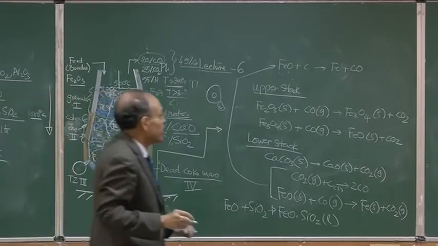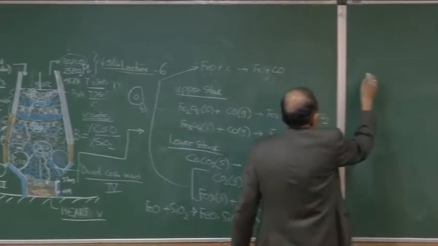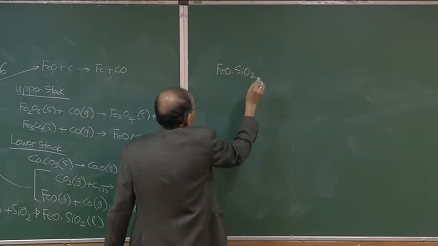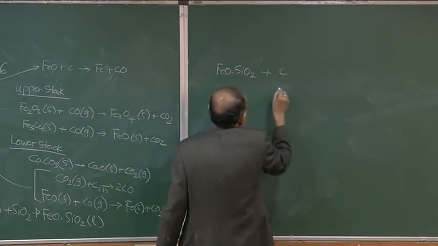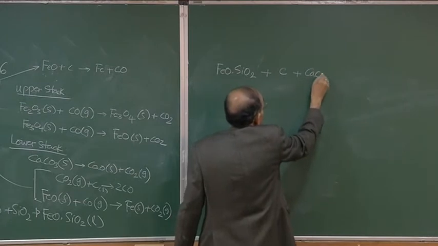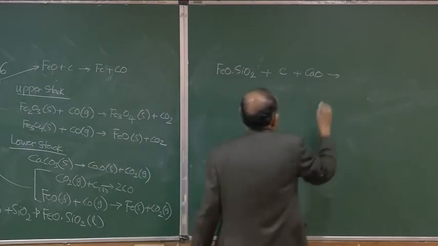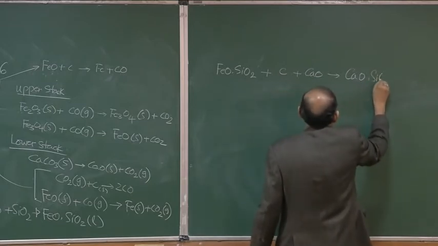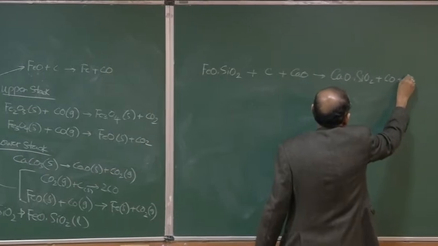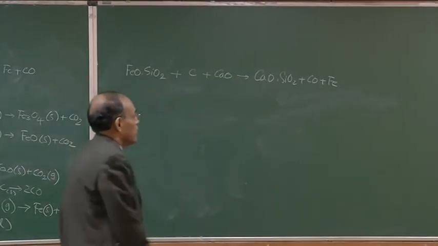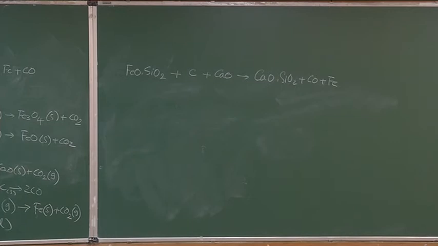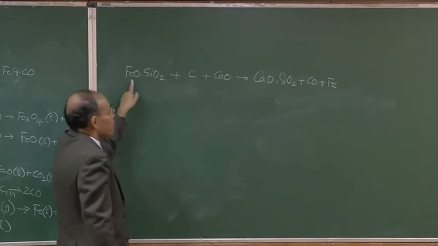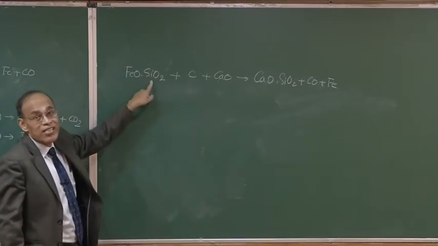This is the moment FeO-SiO2 forms, and this FeO-SiO2 plus carbon, and then calcium oxide, which is also there as a result of limestone calcination, can give rise to CaO-SiO2 plus CO, because no FeO is stable. CaO is going to replace it because it is a stronger basic oxide than FeO. It wants silica, which is a strong acidic oxide.